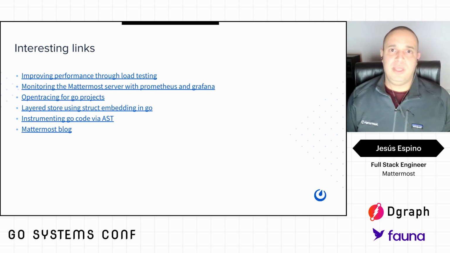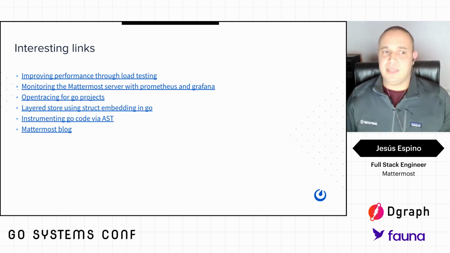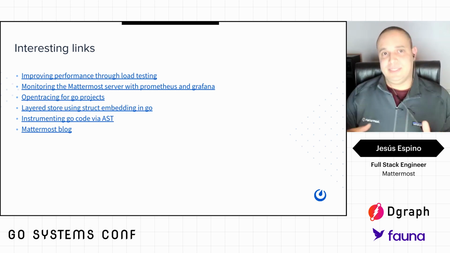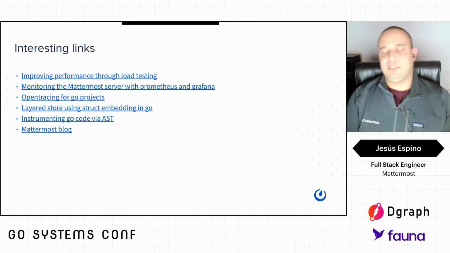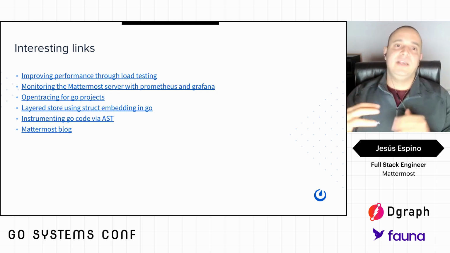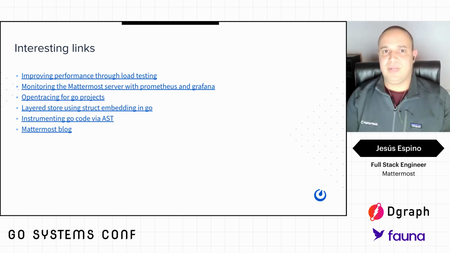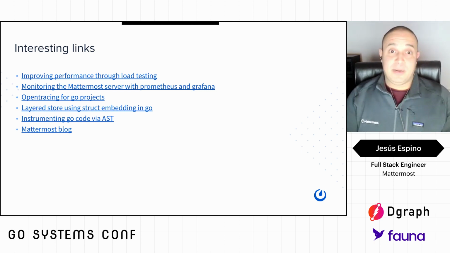Open tracing for Go projects is how we implemented open tracing. Layer the store using struct embedding in Go is the approach that we have followed for this combination of generators and struct embedding. And instrumenting Go code via AST is more or less the same. It's around this go generate to generate these layers and these structures. The Mattermost blog is full of a lot of interesting information, and I think if you want to understand better how Mattermost works under the hood, it is a very good place.